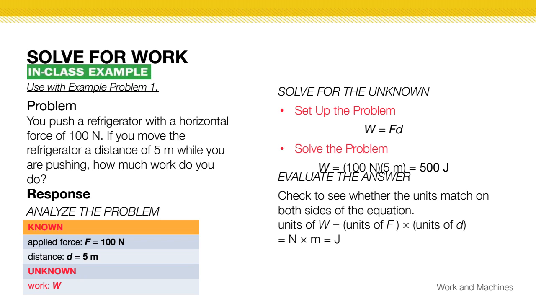So here is an example problem for you. Let's say you push a refrigerator with a horizontal force of 100 newtons, right? If you move the refrigerator a distance of 5 meters while you are pushing it, that is important, you need to be pushing it. How much work did you do? This is our formula for work, remember? Our force is the 100 newtons. Our distance is the 5 meters. Just multiply 100 times 5. That's 500. And our unit for work is joules, so that's a capital J. There you go.